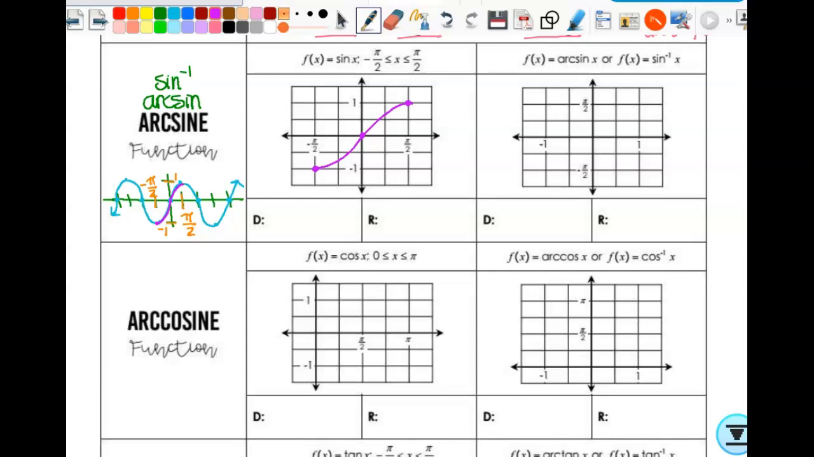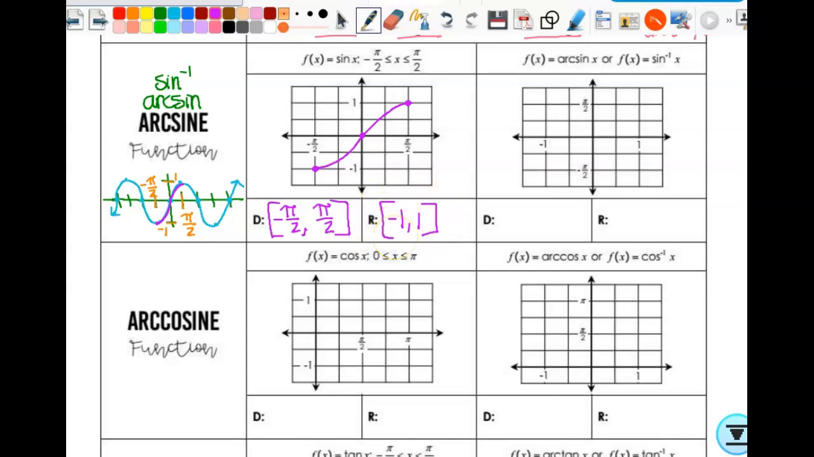So our domain was given to us. It is negative pi halves to pi halves. The range is actually the same as it is for sine. It's negative 1 to 1.